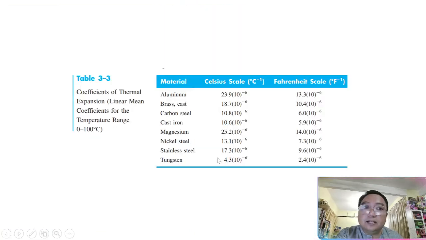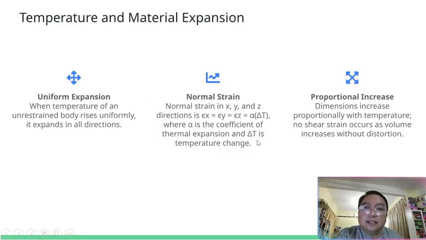This is a table of the coefficient of thermal expansion for materials. Some of the popular materials are aluminium, brass, carbon steel, cast iron, magnesium, nickel steel, stainless steel and tungsten. This is the Celsius and this is the Fahrenheit reading. This is the coefficient of thermal expansion. We are talking about thermal expansion here, so you can see the material temperature and material expansion.